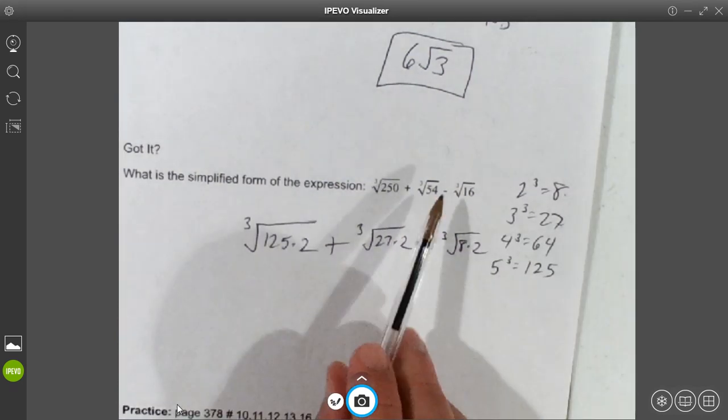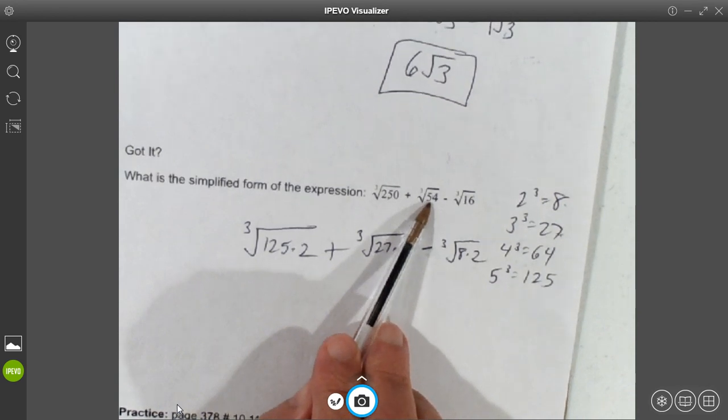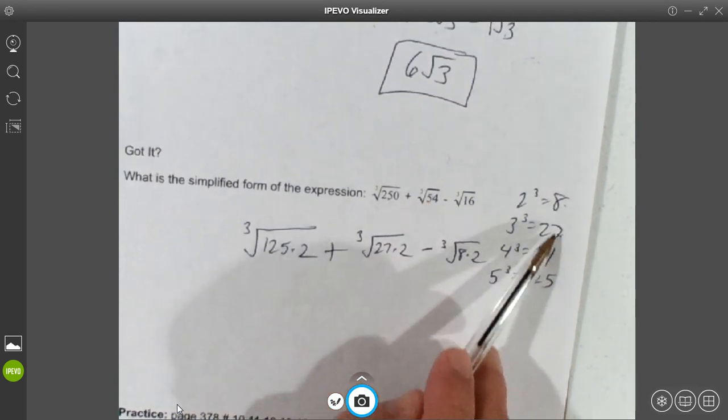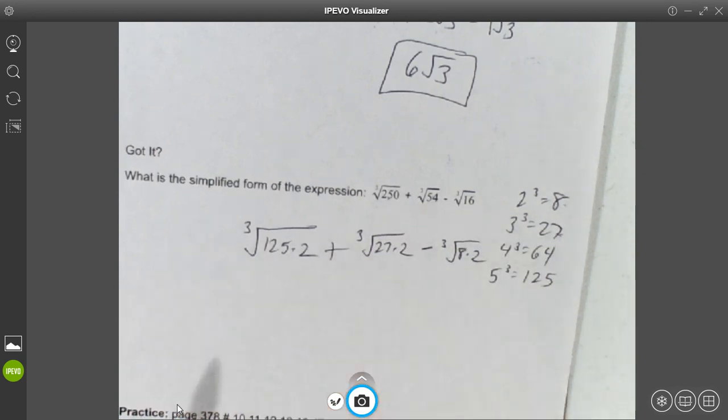Again, just real quickly, a lot of different factors of 54. You can say, why didn't we do 9 times 6? Because neither 9 nor 6 is a perfect cube. We're looking for factors that are perfect cubes. That's why I chose 27 and 2.